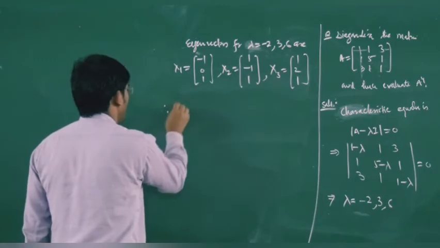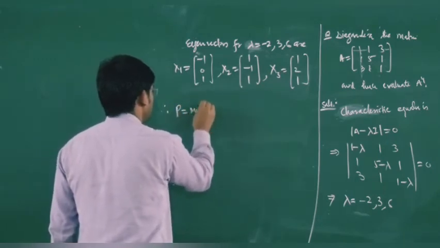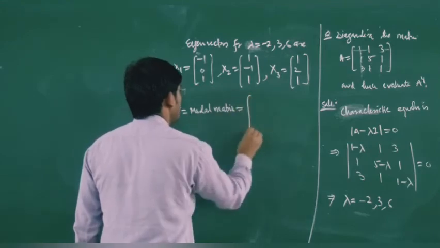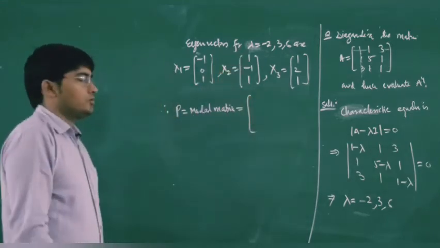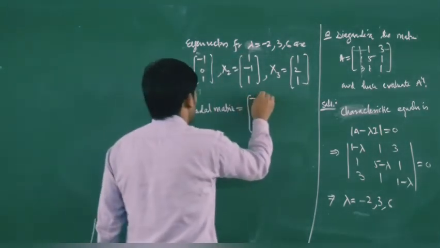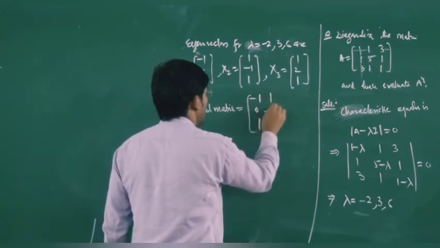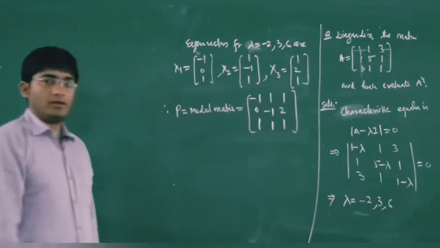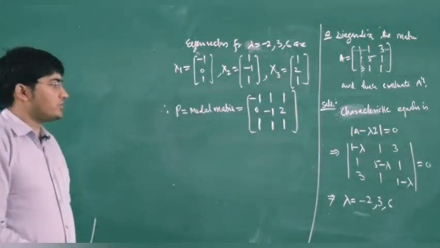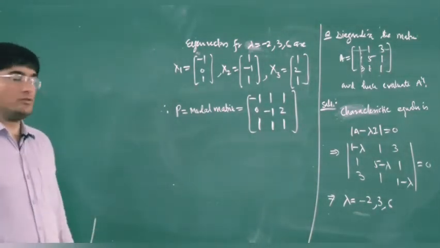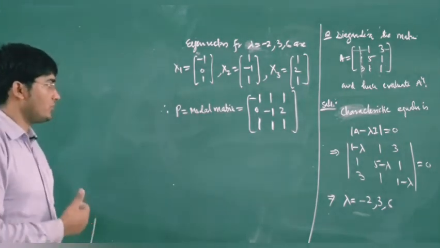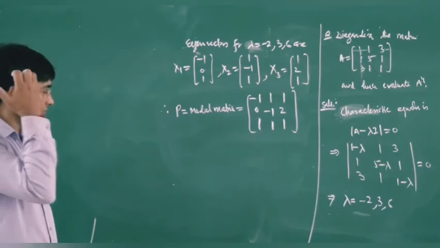So your model matrix is equal to the column of the eigenvectors. So the columns will be minus 1, 0, 1. Then we will have 1, minus 1, 1. Now 1, 2, 1. So this is your P. Now let us find out the inverse of the matrix P, because we have to calculate D, and D is your P inverse AP. So for that we will need our P inverse.